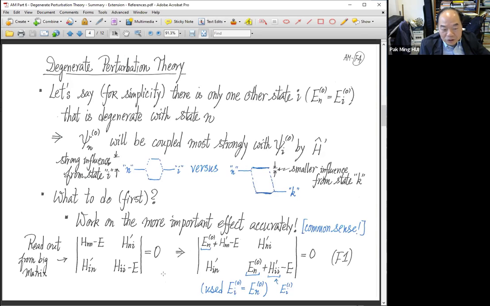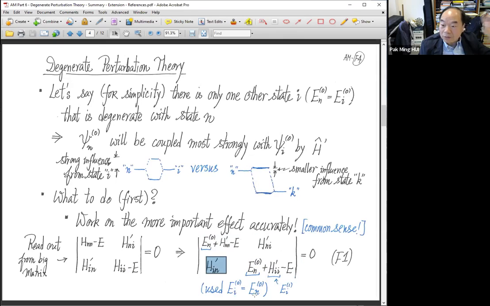In matrix language, it means the following. I have a 2x2 because they are degenerate, so I take that part out. But I don't do any approximation on it. Let's solve it exactly. So this problem, write it out exactly. The diagonal one is E0 for the first order minus the unknown eigenvalue. Similarly, the off-diagonal elements.